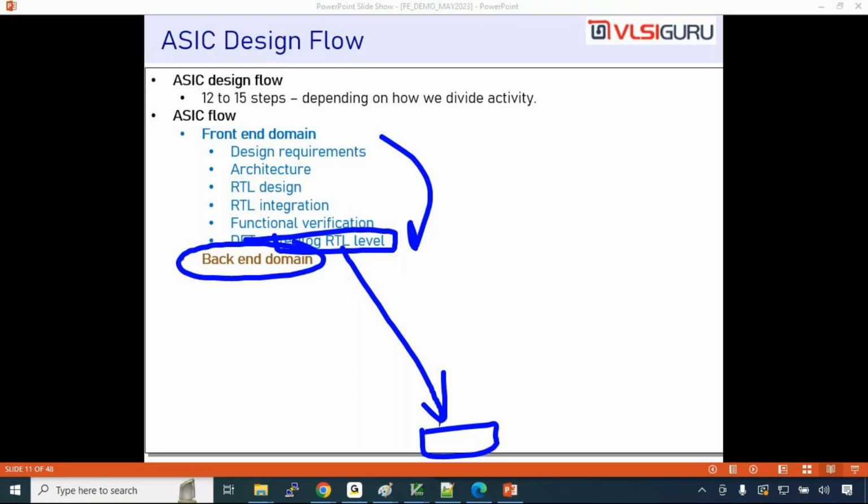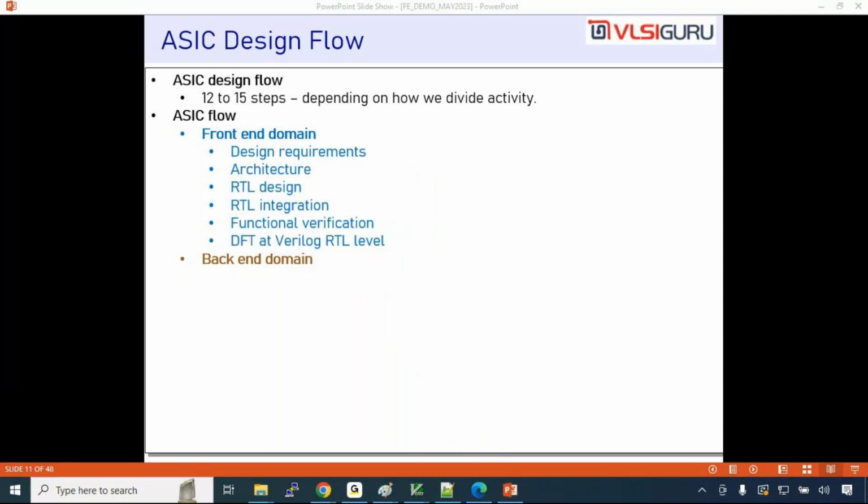Well, let's discuss. The backend domain starts with something called synthesis. We have already discussed what is synthesis. Can someone tell me what is synthesis? Converting the Verilog RTL code into gate level format. What does RTL stand for? Register transfer level. That process is called synthesis.